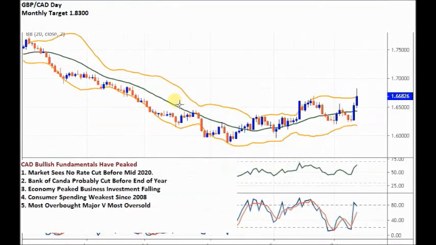Right, GBP CAD daily chart. In terms of my monthly target, longer term, 183. So a long way to go from where we are now, which is just below the 167 level. There's a level in between, which I'll come to in a moment. I'll do the technicals now.